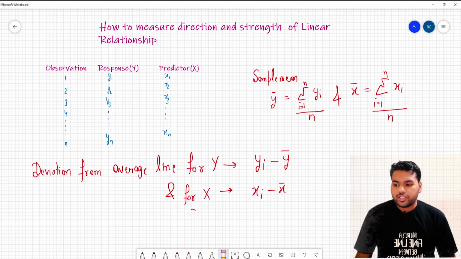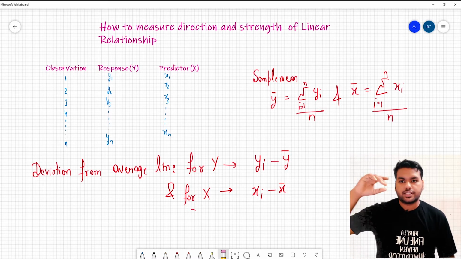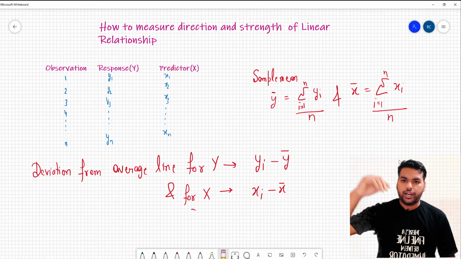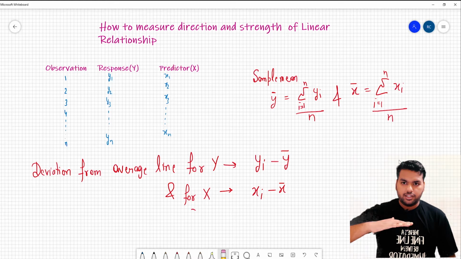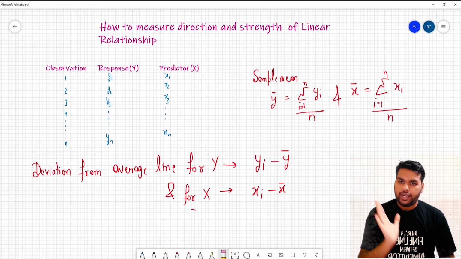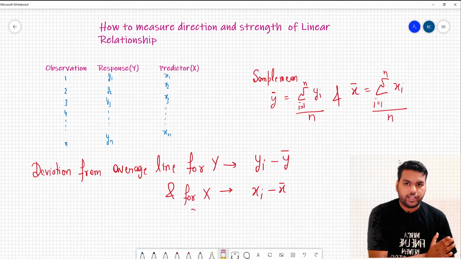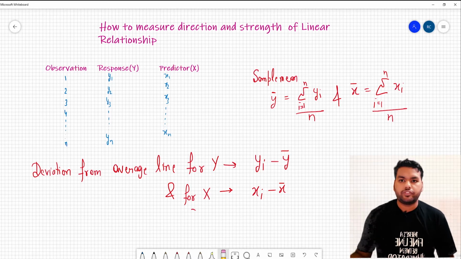And the deviation, as we have the sample mean, we can calculate the difference between the observed value and their sample mean. So we can calculate for the x variable and the y random variable how much they deviate from their average line. That is the deviation.